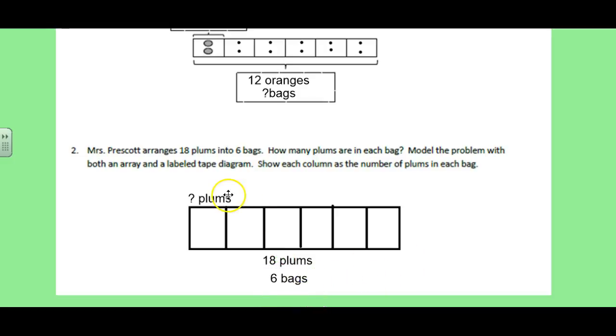Alright, so now we have our tape diagram labeled, and now we just have to start figuring out how many plums are going to be in each bag. So the way that we do that, like we did on a previous problem, is we just put 1 plum in each section until we've counted all the way to 18. So go ahead and put 1 dot in each section until you've counted to 18, and then push play whenever you're ready to check that. Alright, so once you put 1 dot in each section and you counted all the way to 18, you should have had 3 dots in each section, so that would stand for 3 plums in each bag.